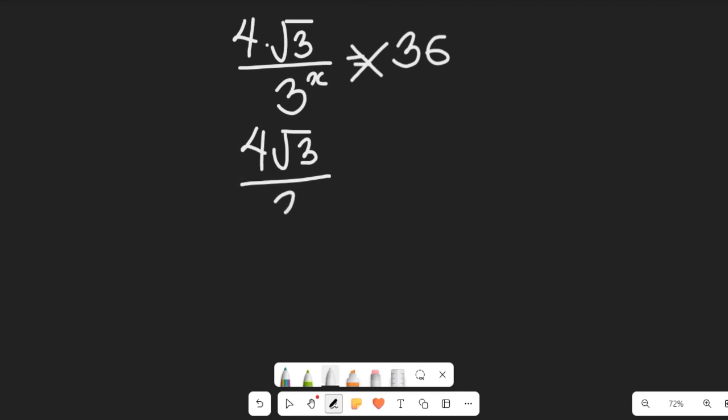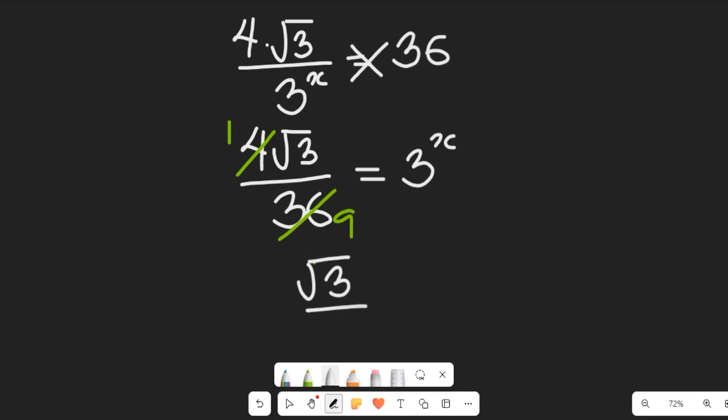If I divide here by 36, and then 3 to the power of x will come over to the right hand side. That way I can simply simplify this. 4 here will give me 1. 4 can go in 36 to give me 9. Great. So this is going to give me the square root of 3 divided by 9, and this will be equal to 3 to the power of x.